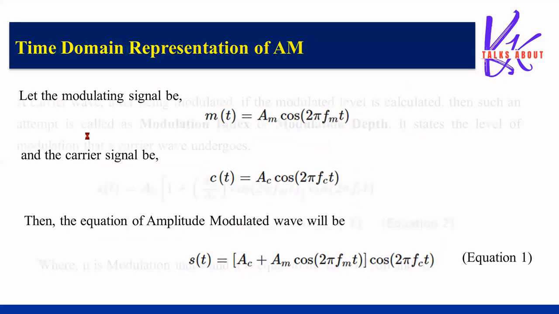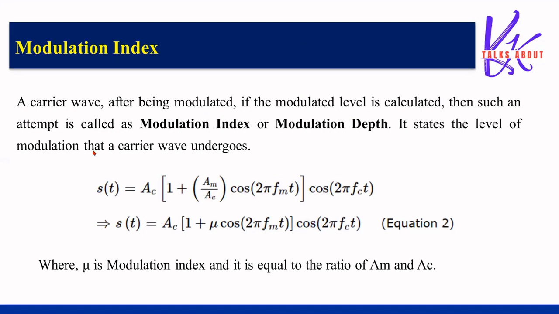Now let us see what that modulation index is. So what is the role of your modulation index in the modulated wave? Based on the modulation index, we are going to say how much depth of modulation is occurring when the wave is amplitude modulated at your transmitter side. So the carrier wave after being modulated, the modulated level is calculated, then such an attempt is called the modulation index.